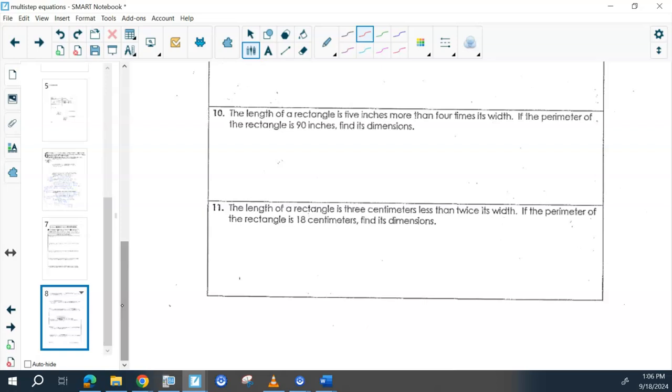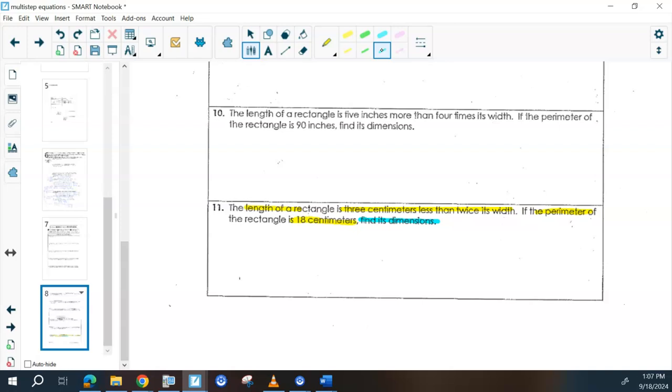So for this one, let's read through it. The length of a rectangle is 3 centimeters less than twice its width. If the perimeter of the rectangle is 18 centimeters, find its dimensions. What's important there? The length of the rectangle. What about it? 3 centimeters less than twice its width, that entire part. Okay. What else is important? And what are we looking for? We're finding both the length and the width.